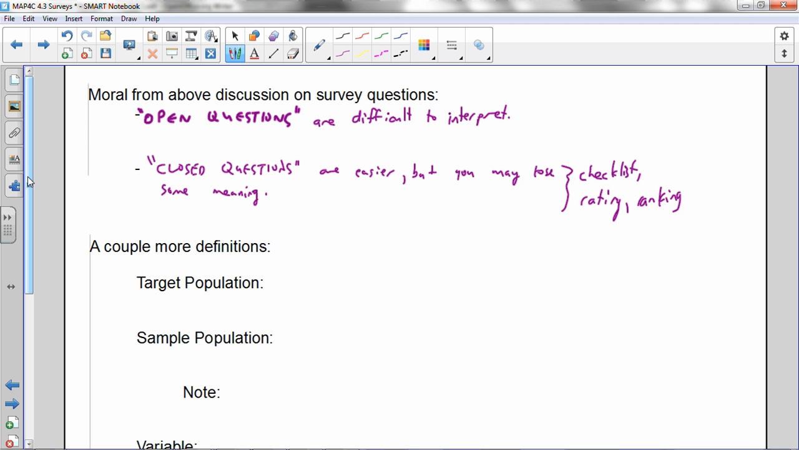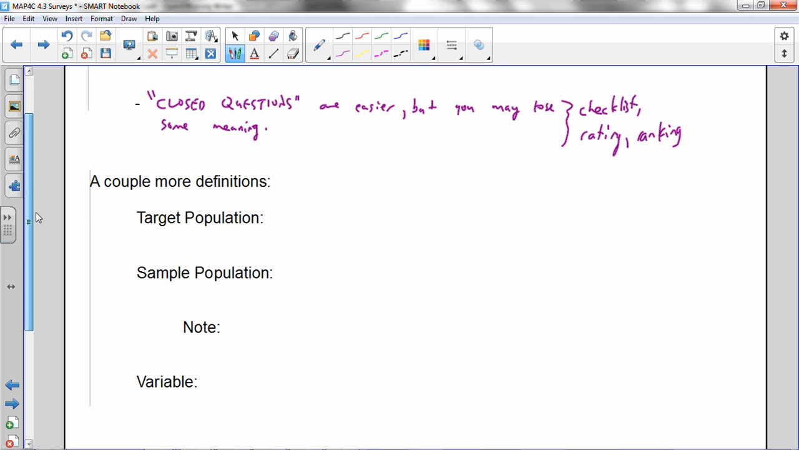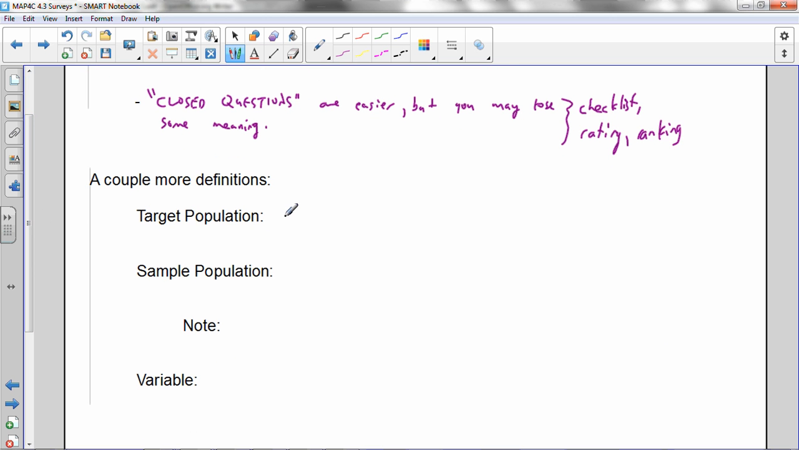A couple more definitions, and this goes with surveying stuff. The target population is who or what we want to say something about. Why we're doing this survey? Well, we'd like to say something about these people or these objects or this process or whatever.